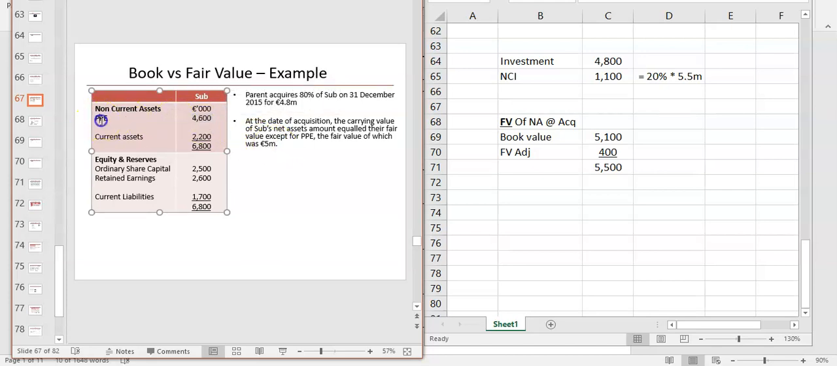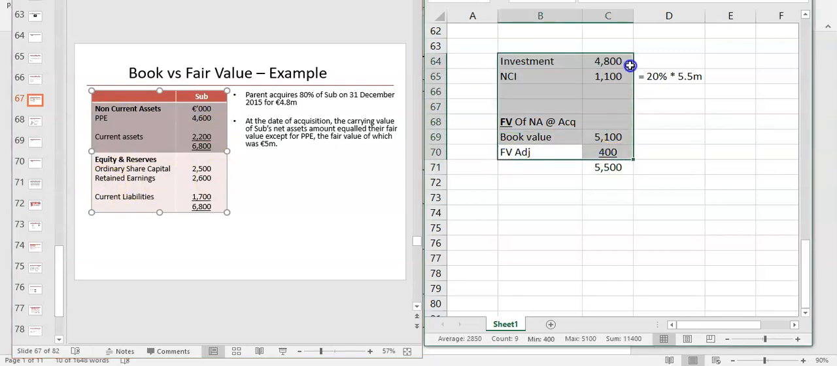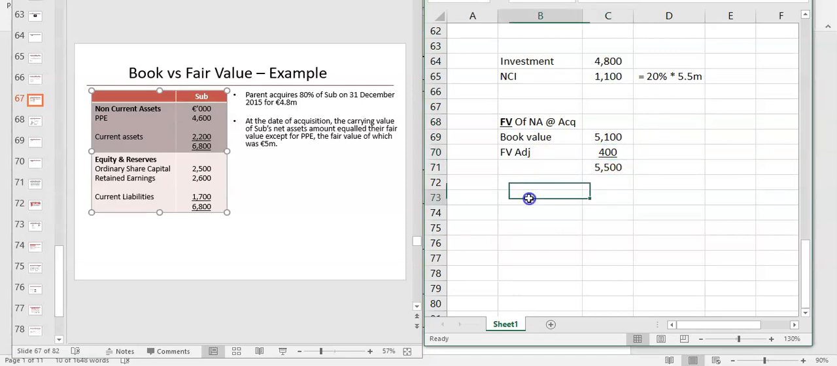So that would be debit the property, plant and equipment and credit a revaluation reserve. Or you can just credit goodwill working directly, because the higher the fair value adjustment is, the lower goodwill is. So your goodwill there will be investment plus the NCI, which gets us to 5.9 compared to the 5.5. So your goodwill is 400,000. Now remember, if I didn't have the fair value adjustment, my goodwill would actually be 800, because I'm comparing 5.9, which doesn't change, to 5.1. So by having a fair value adjustment in there, it actually reduces my goodwill working.